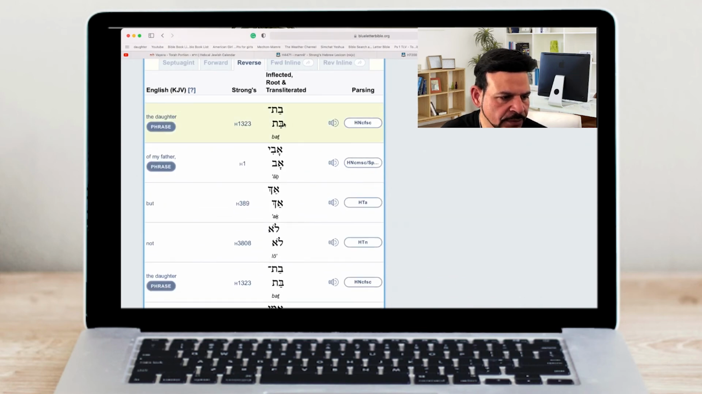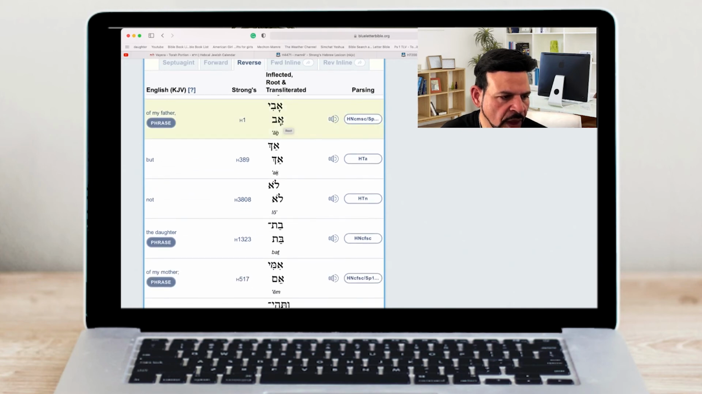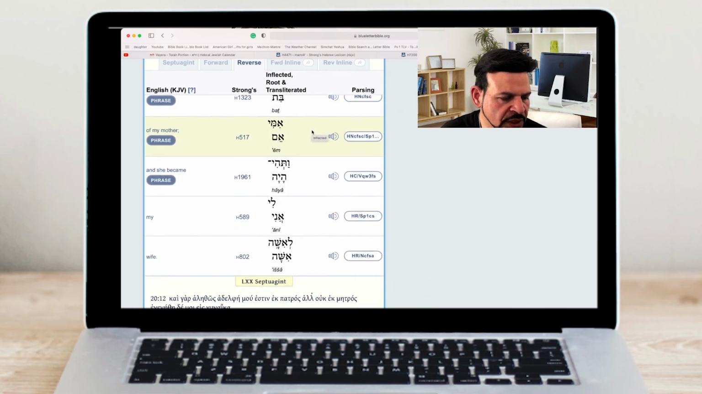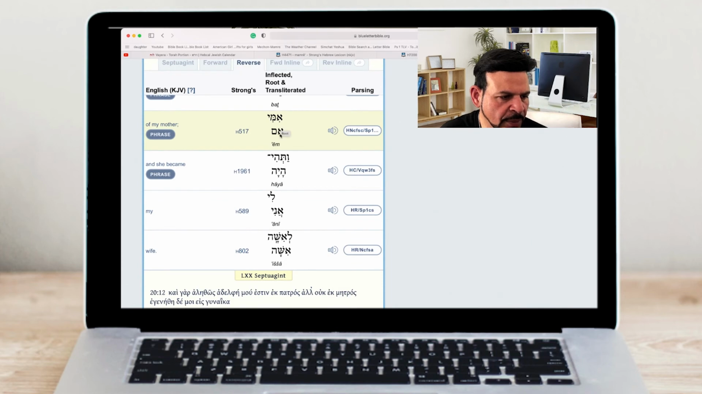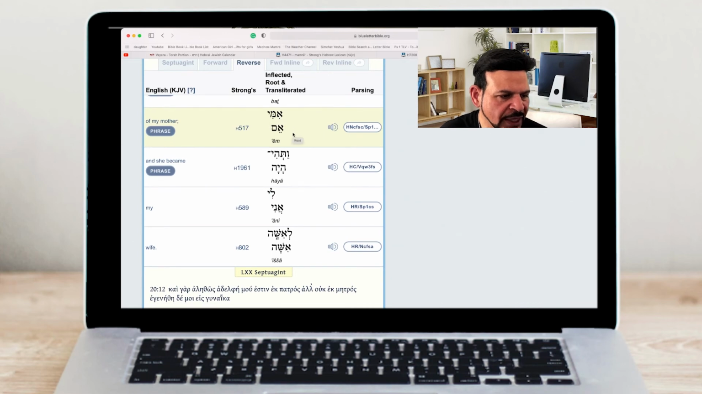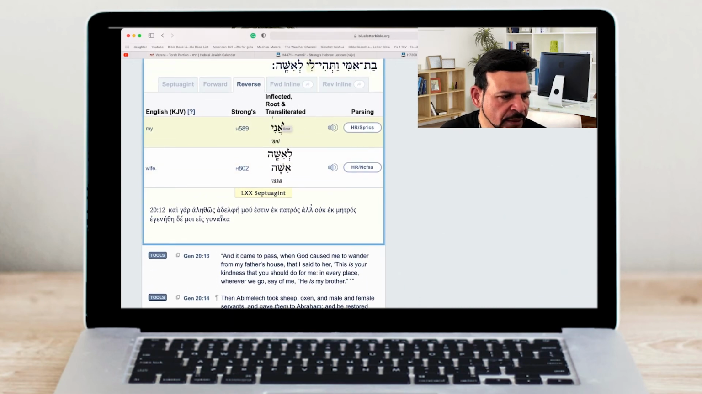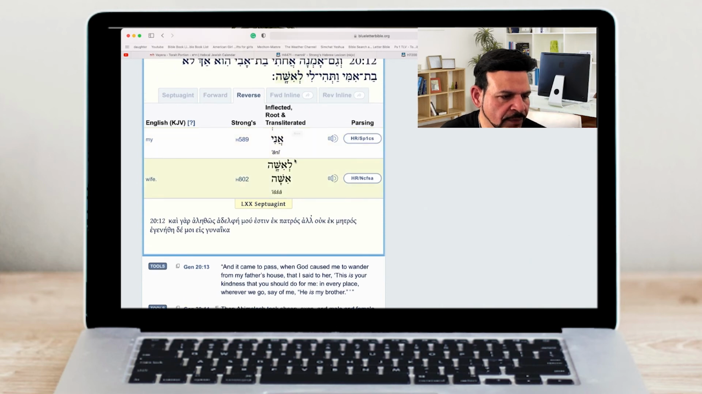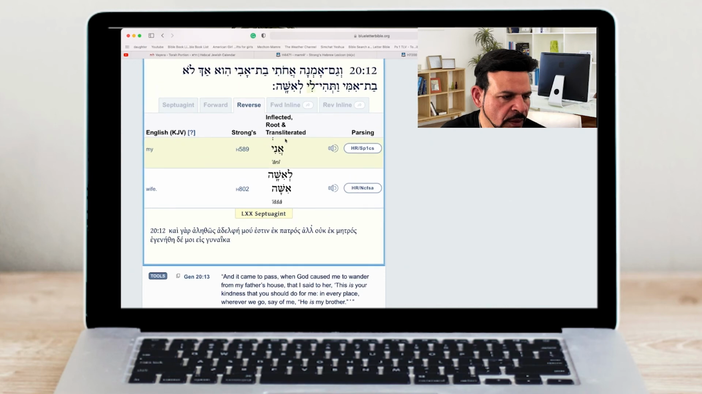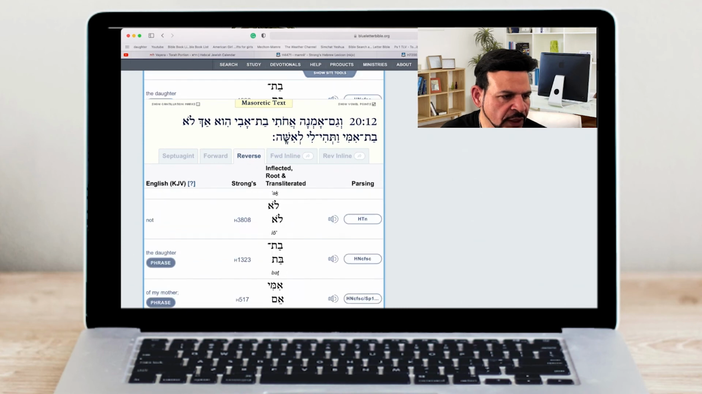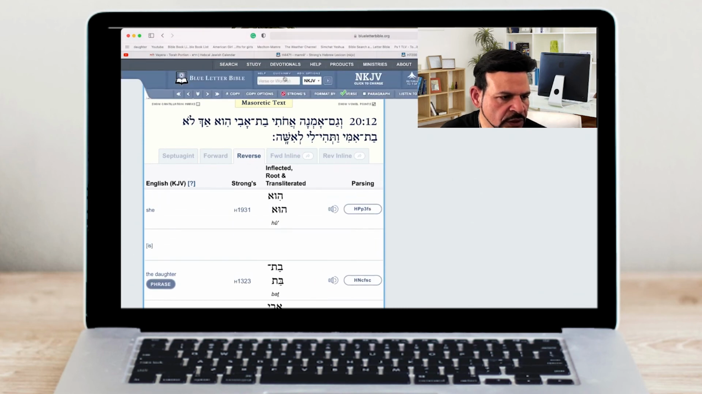So we have bat, which is daughter, av or avi, my father. Bat is mentioned again. Look at now, M is mother, Imi means my mother, but we would say Ima for mommy. Ima would be mommy, but this is Imi, which means my mommy or my mother. Look at the pronoun ani, which is I. So we see that the text here found in Genesis 20 is significant, and we can also even go to Genesis 22.